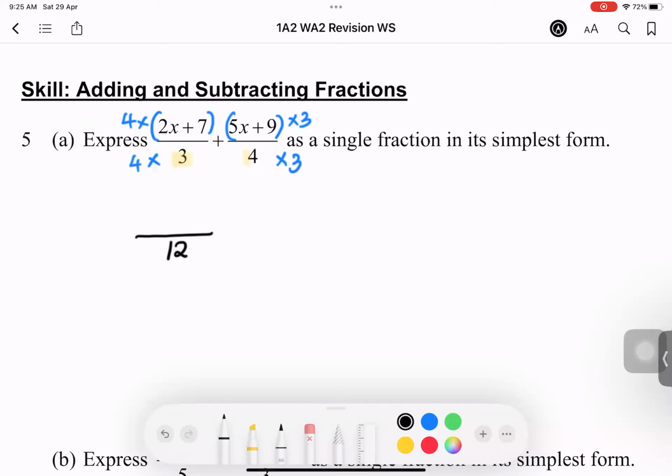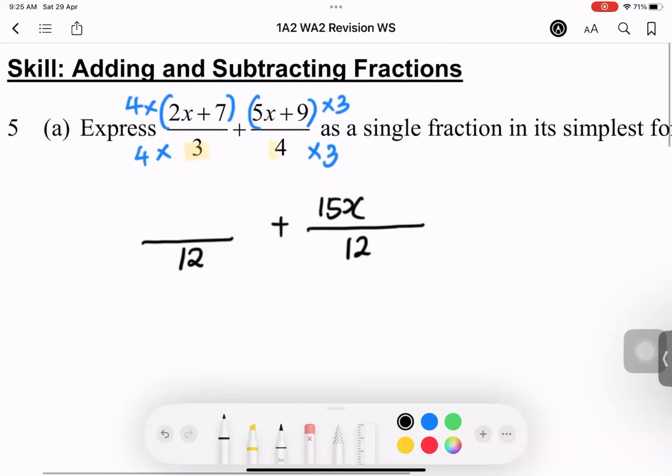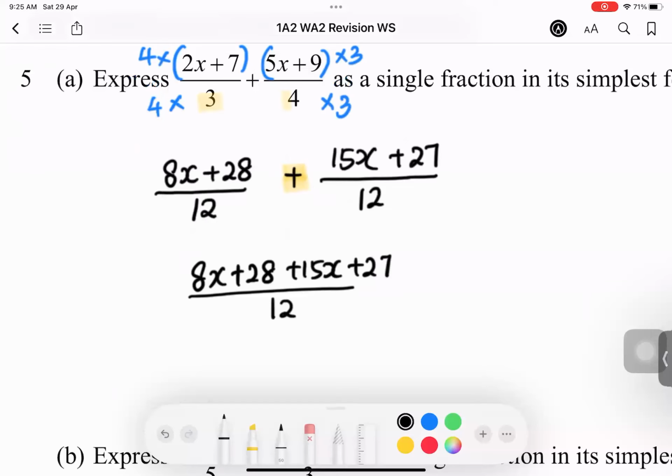15x. The first one, 8x, 28. 28, good. The second one, 27. Yes, thank you. So now this one is addition. Addition, no change in sign, so we are quite safe. So I'll put this together over 12. Then 8x plus 28 plus 15x plus 27.